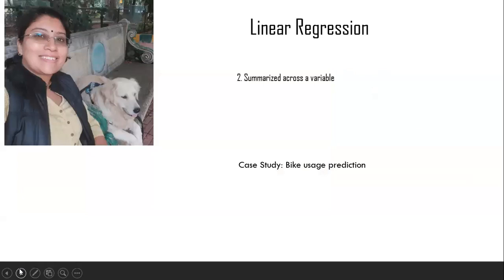Today, we are here to talk about the second type of linear regression, that we will conduct across summarized data. And the case study we are going to consider is the bike usage prediction case study.